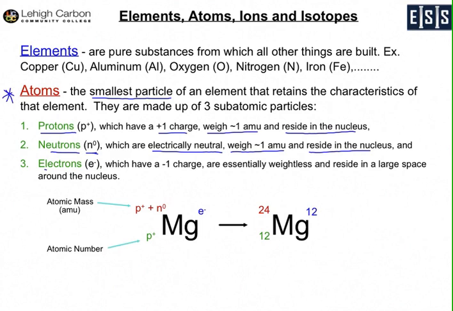And then the electrons, the final subatomic particle we're going to talk about here, are represented by a small e with a superscript of a minus sign. That represents that it has a -1 charge. It is essentially weightless. It's more than 1,000 times less massive than either a proton or neutron. So when we talk about how much an atom weighs, we typically just ignore the weight of the electrons because they're so small compared to the weight of the protons and neutrons. And as we said, they reside in a larger space. They're zooming around the nucleus.